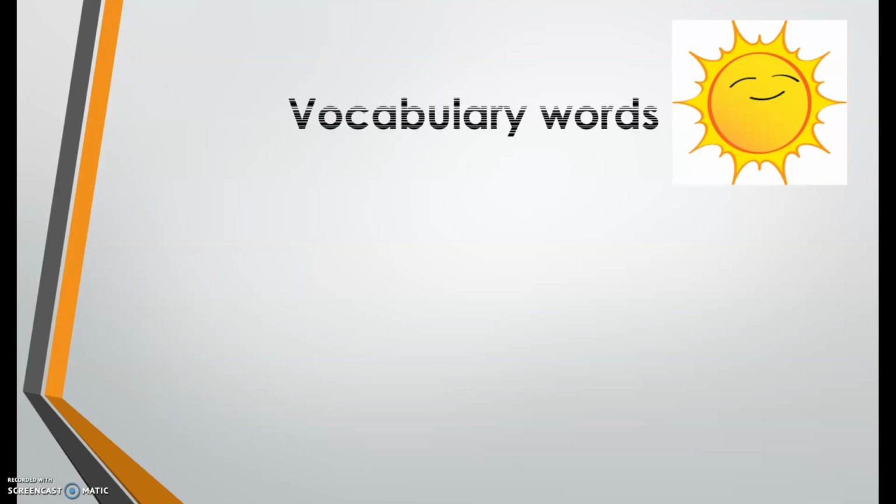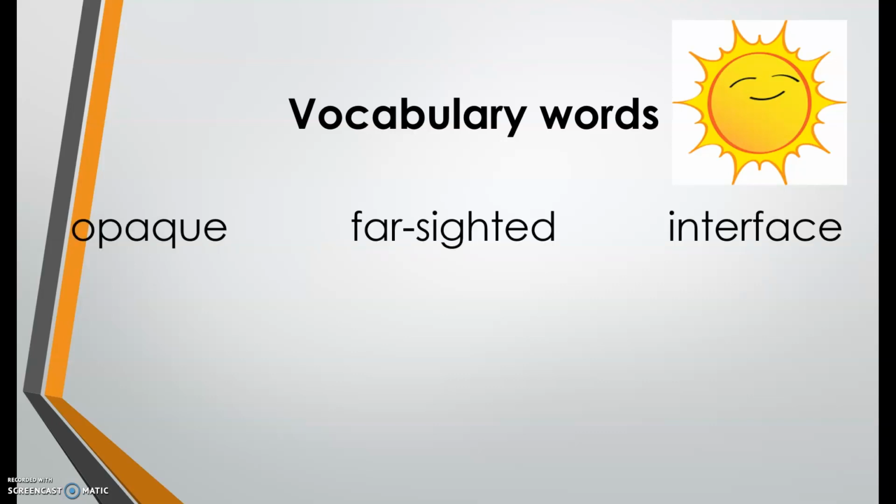So today, let's start our lesson by reading our vocabulary words. Please listen carefully as I read the first set of words. Opaque, far-sighted, interface. Now repeat after me. Opaque, far-sighted, interface.